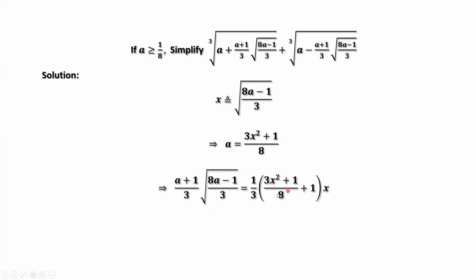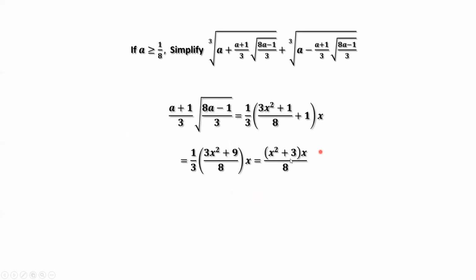This part is a plus 1 divided by 3. The last part, as we defined, is x. Continue to simplify, we have x squared plus 3 times x divided by 8 as the second part here and here.